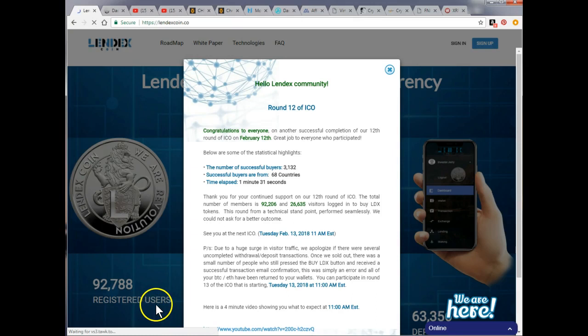I've got another update on Lendex Coin. That's one we've been following pretty closely, trying to see what they're doing. And damn, round 12 sold out in 1 minute and 31 seconds. You heard me right. Round 12, the 12th round of the ICO. Not the first one or the second one. That means people are on it.